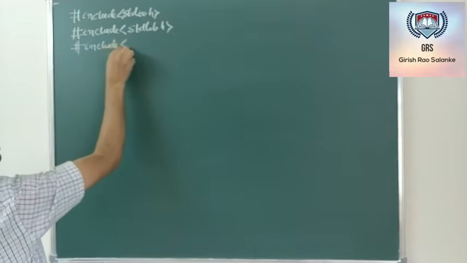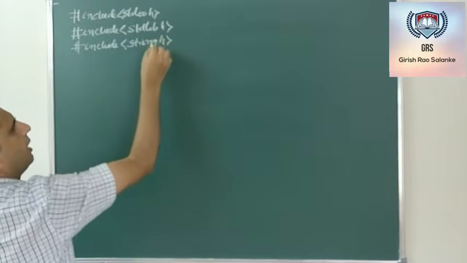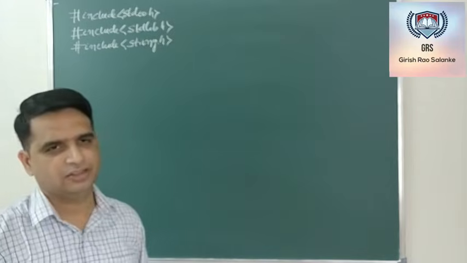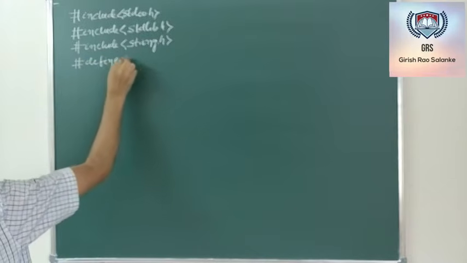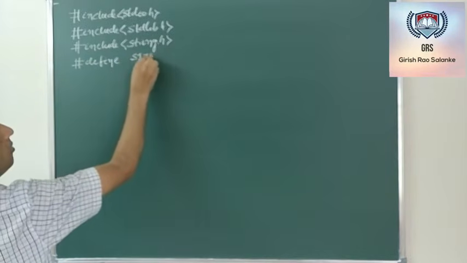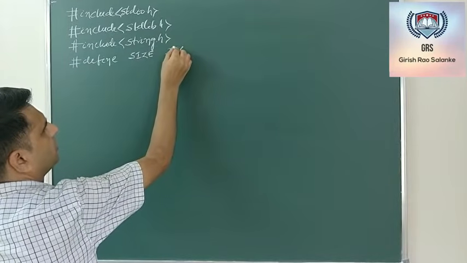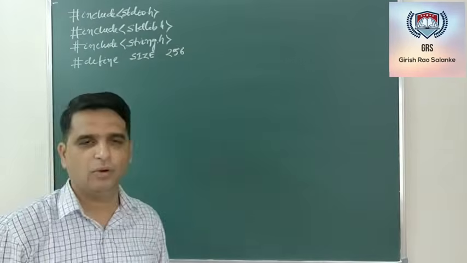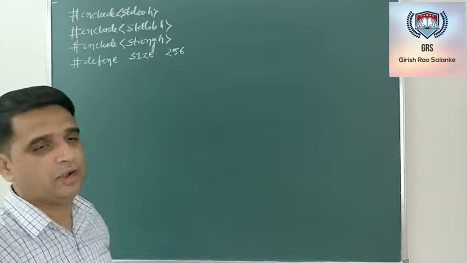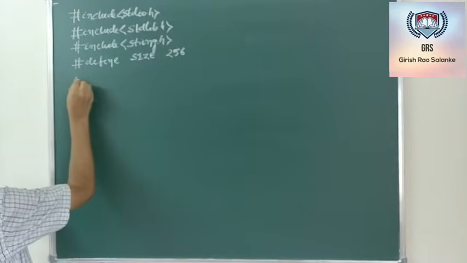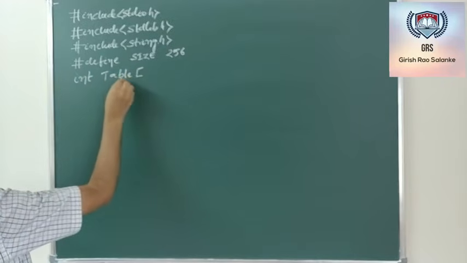I will be including string.h because we need to extract the length of the pattern as well as the length of the text. I will write a macro for the size of the shift table. I will take all the ASCII characters into consideration, so I am taking the size as 256. If I just take only the printable characters, you can have the size as 2 power 7, that is 128.